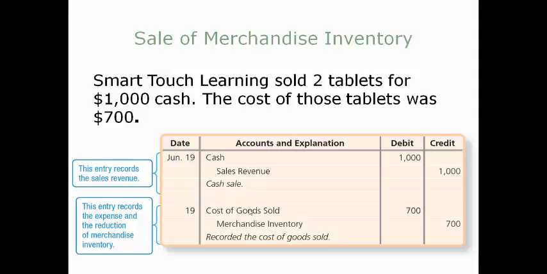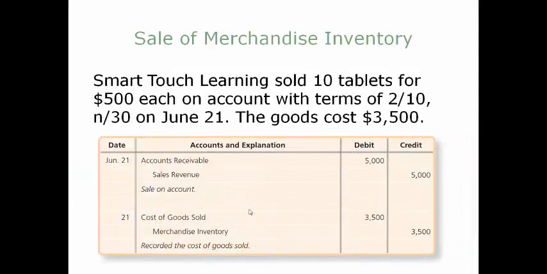So gross profit for this example is 1,000 less 700, or $300, and the gross profit percentage is going to be 300 divided by 1,000, or 30%. So it says for every dollar you sell, you're actually getting 30 cents back to cover your selling and administrative expenses.